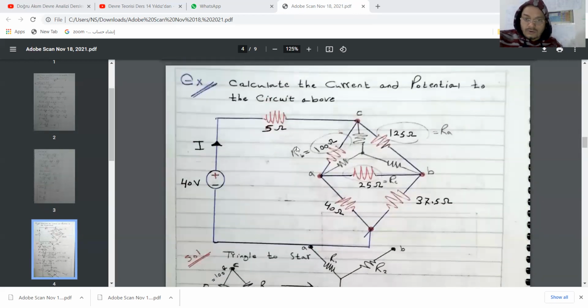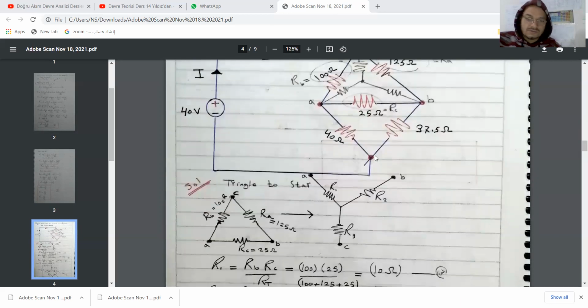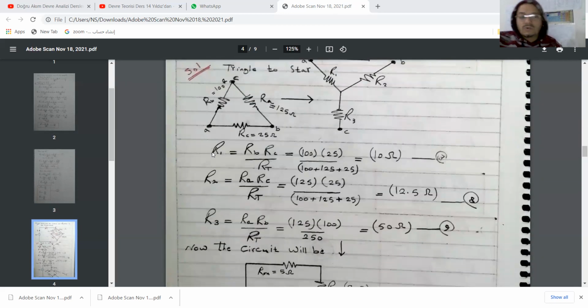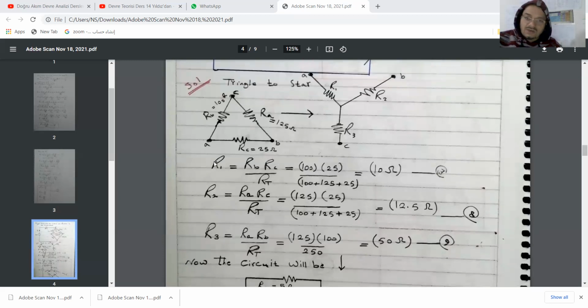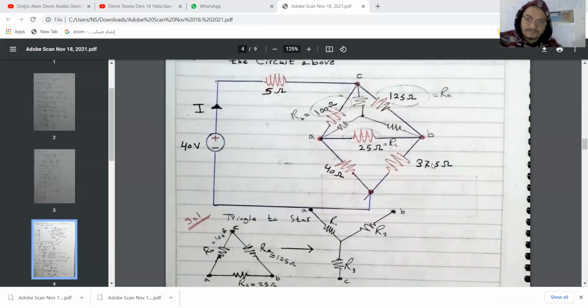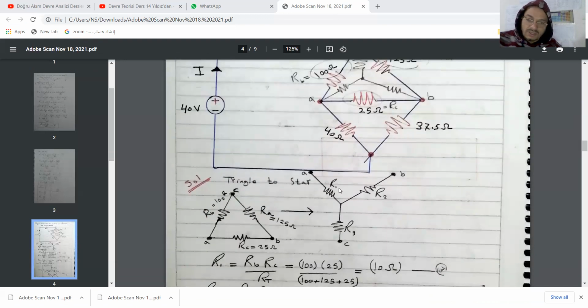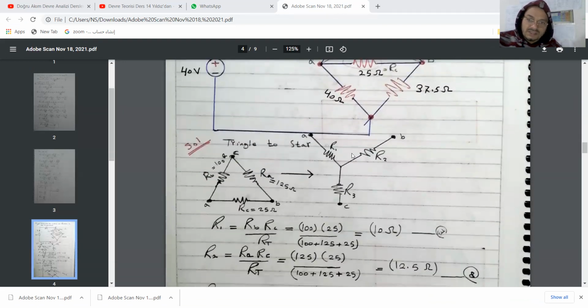Let's work on the above side. Here we will convert the triangle form to star form, and by using RA, RC, RB and R1, 2, 3 as a result, we will try to simplify all of these values. Here, like we know, R1 equals RBC on RT. Here, R1 equals RB times RC divided by RT.